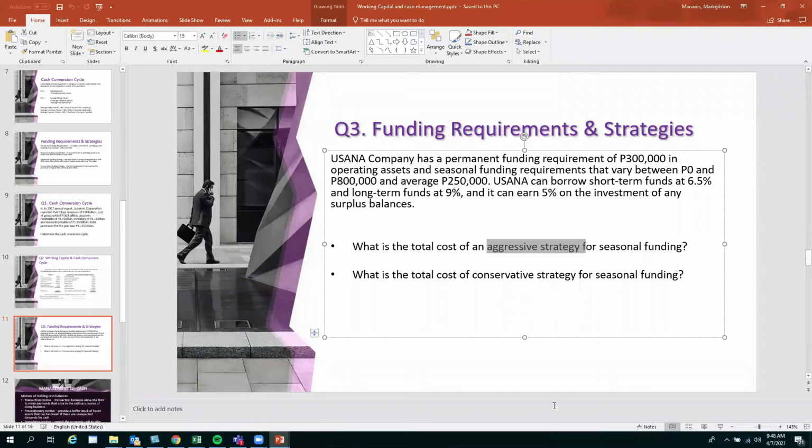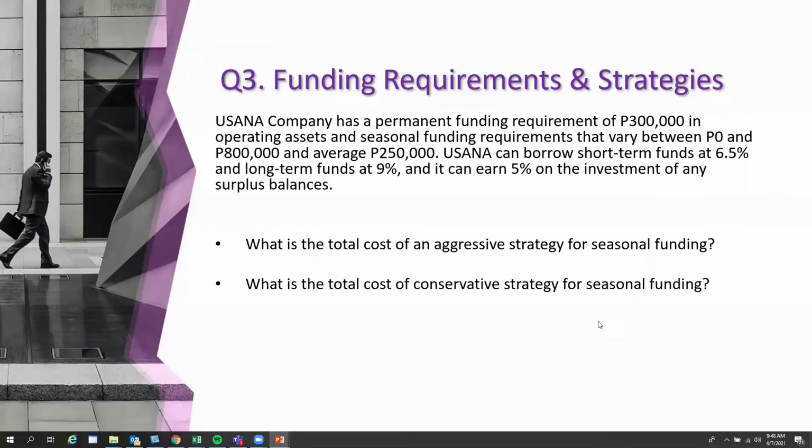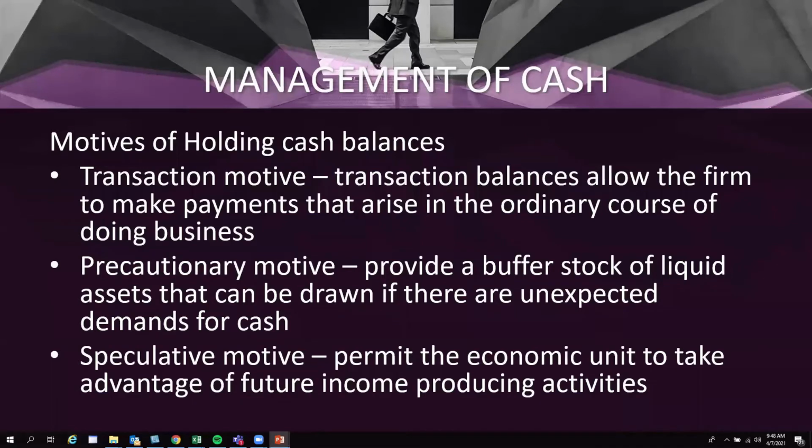So let's move on to our next topic. So it's about management of cash. So there are three motives of holding cash balances. Number one, transaction motive. So where the transaction balances allow the firm to make payments that arise in the ordinary course of doing business. Precautionary, so buffer stock of liquid assets that can be drawn if there are unexpected demands for cash. And speculative motive, so it permits economic unit to take advantage of future income producing activities.